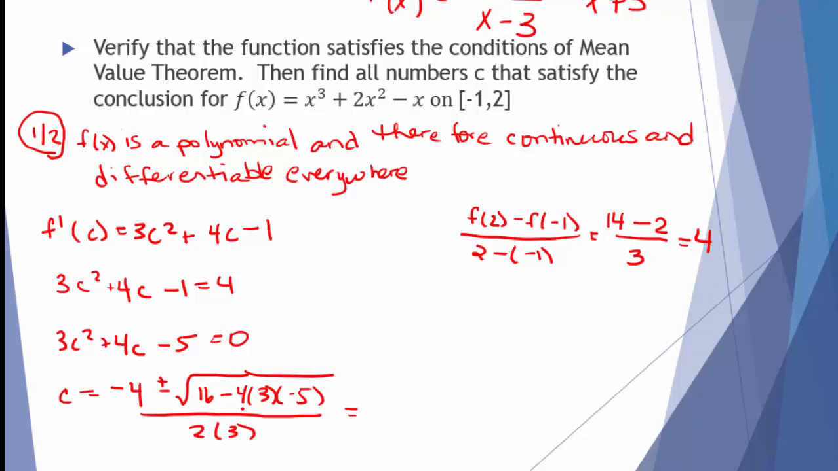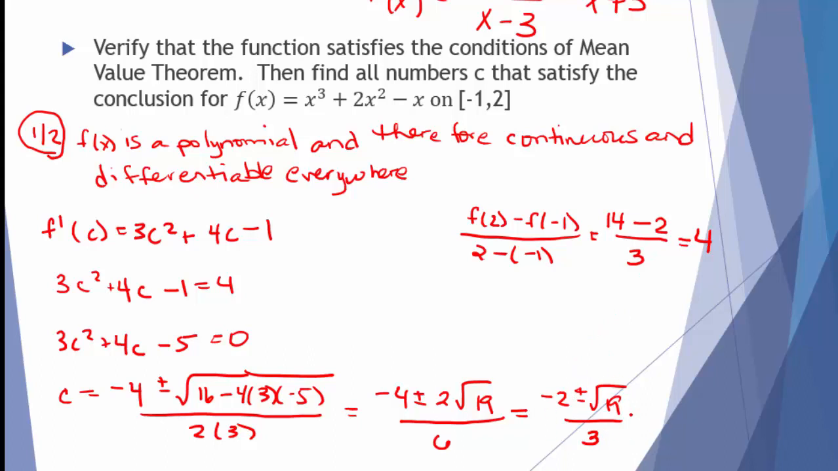Okay. So again, this one's going to turn to a plus. We're going to get negative 4 plus and minus, apparently I liked 76. That's 2 root 19 again, all over 6. So when we divide the 2 through, we're going to get negative 2 plus and minus the square root of 19 over 3.